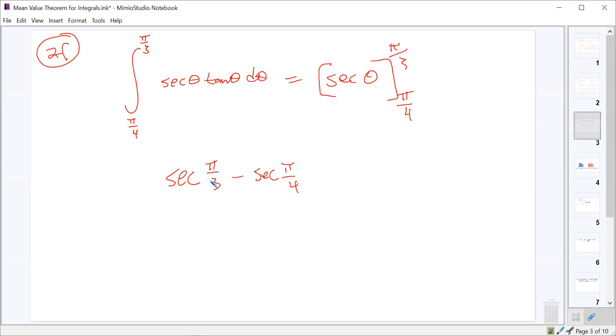And the secant of pi over 3, that's the reciprocal of cosine, right? Cosine of pi over 3 is 1/2, so the secant of pi over 3 is 2. And then this one, cosine of pi over 4 is root 2 over 2, so the reciprocal of that is 2 over root 2. That's also equivalent to just root 2. So this is 2 minus root 2. Thank you.